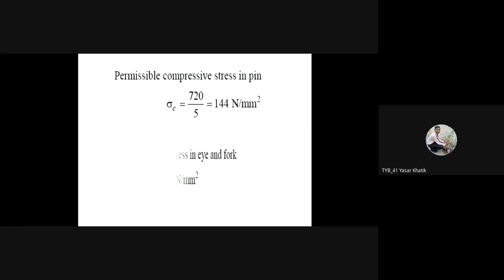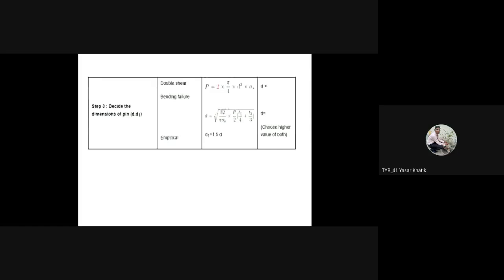This value of tau S we have to use here. Now what value of d are you getting? Put P is equal to 70,000 Newton, pi as it is, 4 as it is, 2 as it is, then sigma S value as 78 Newton per millimeter square. Then what value of small d, the diameter of the pin, are you getting? 23.90 millimeter. Okay. Anybody else?